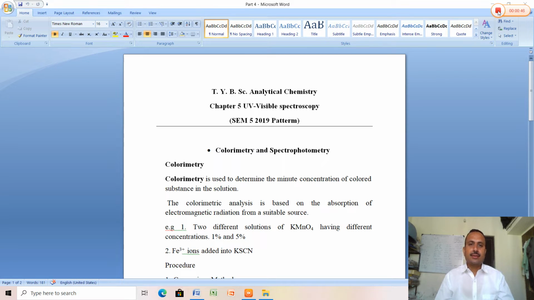In the last lecture, we already learned some part of UV visible spectroscopy related to TYBSc analytical chemistry. Now, in this lecture, the next part of UV visible spectroscopy, we deal with the study of the difference between colorimetry and spectrophotometry. So, what should be the parameters? What is the difference between them?